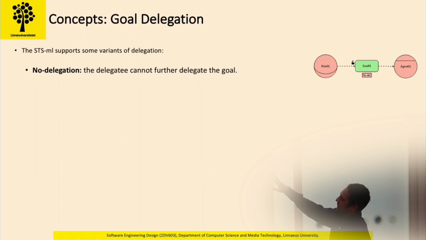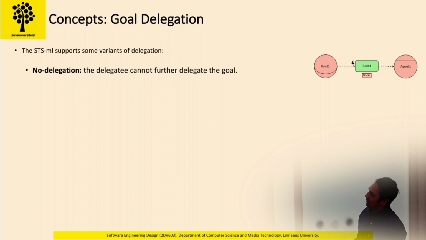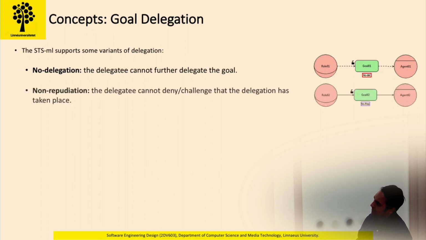One way of delegating goals is non-delegation. If role 1 delegates a goal to agent 1 or another role, this agent 01 on the right cannot redelegate or cannot delegate this goal to another one. So he must do it by himself. Then non-repudiation. If role 2 is delegating a goal, that is goal 02, to another agent or another role, he cannot deny. So he must accept this goal. So this is called non-repudiation.